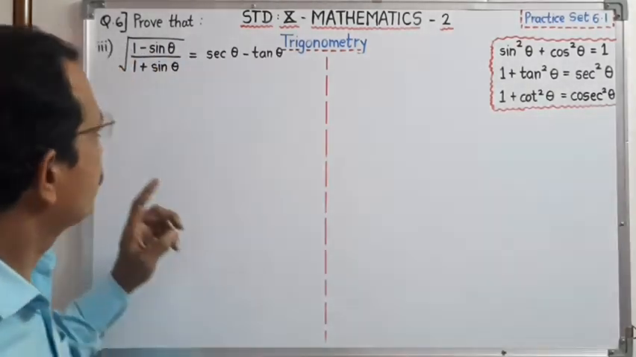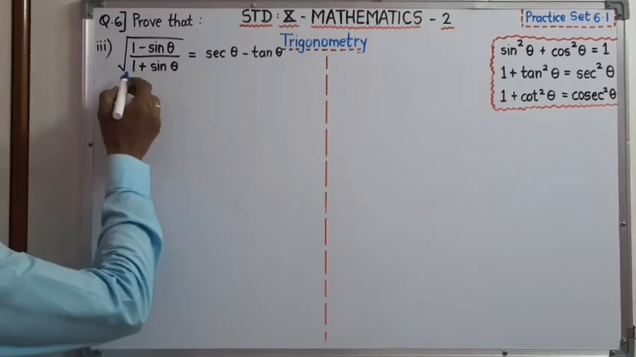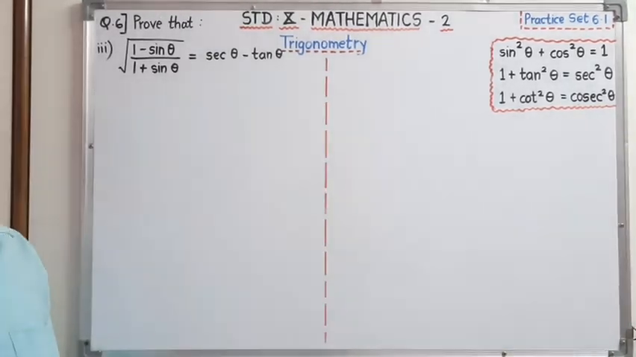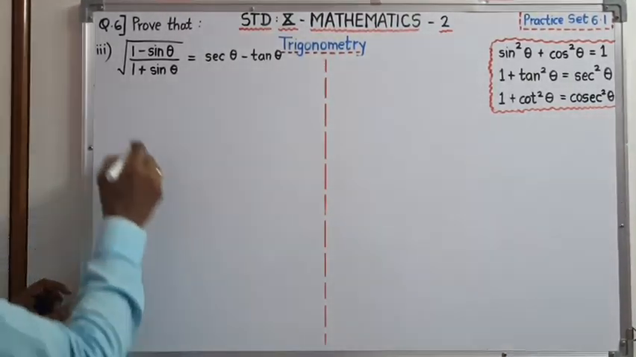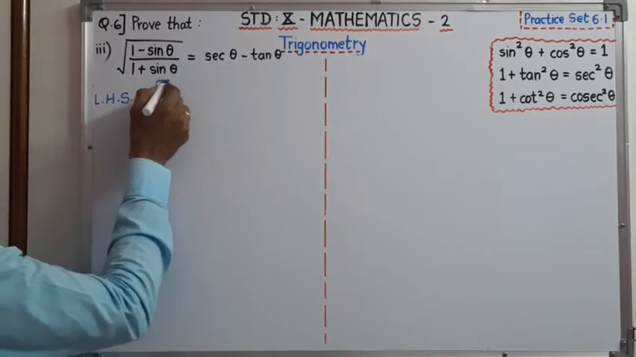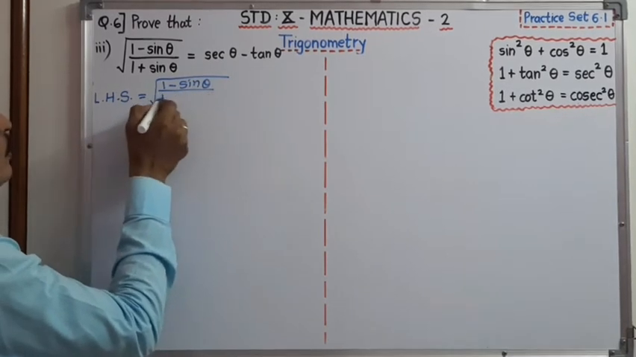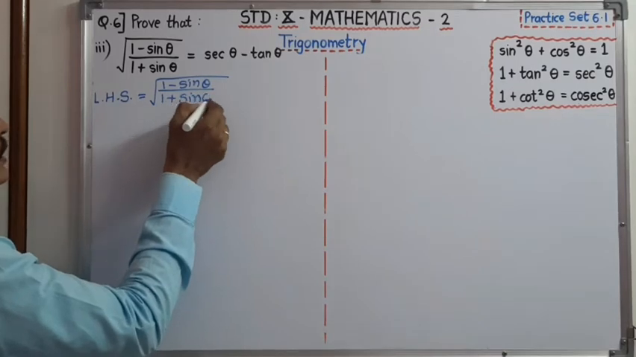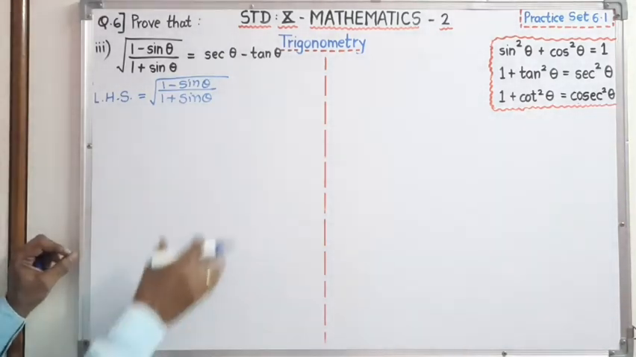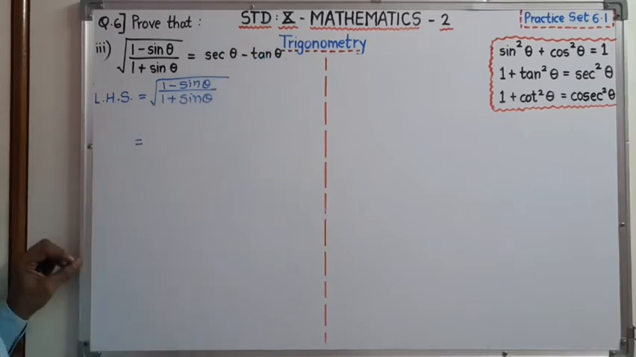See dear student, we have to start with the third one. See here, under root 1 minus sin theta upon 1 plus sin theta is equal to sec theta minus tan theta. Dear student, what we have to do? We have to write first the left hand side. LHS is equal to under root 1 minus sin theta upon 1 plus sin theta. We have to prove that it equals sec theta minus tan theta. That means we have to solve this and we get the answer as sec theta minus tan theta.